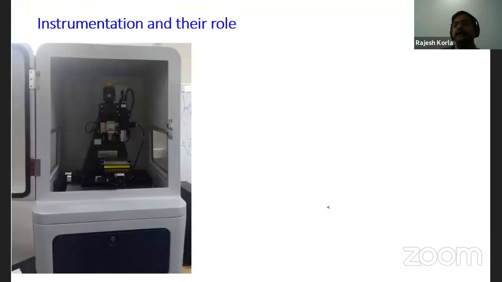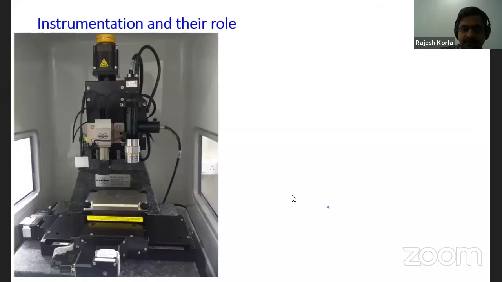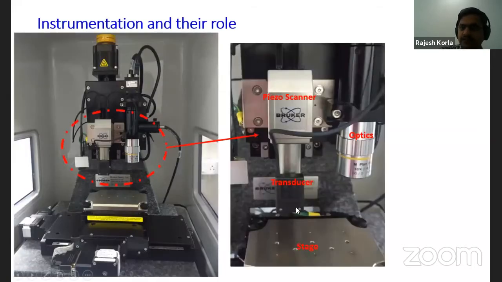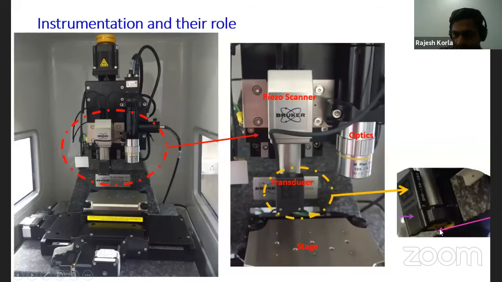This is how the indentation machine looks. This is the Hysitron machine which we have now. This is the optical axis. This is the indenter transducer, which has the indenter tip. Basically, this is the transducer, and below the transducer you see the indenter tip. This is how the small indenter tip looks. That indenter tip is going to penetrate into the sample.